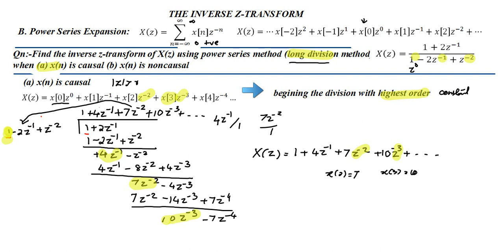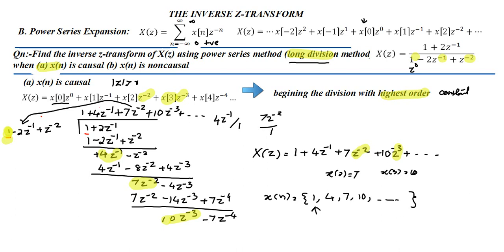Similarly, you can write x of n is equal to, starting from 1, 4, 7, 10, etc. It's an infinite sequence. We will not get a fixed finite sequence. This is the sequence x of n, and this is the starting point because it's a causal signal.